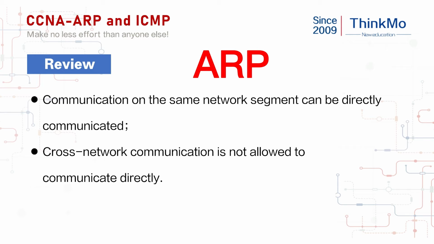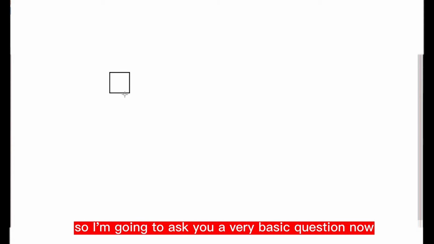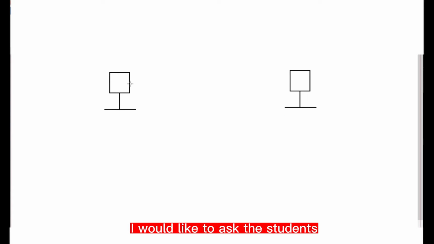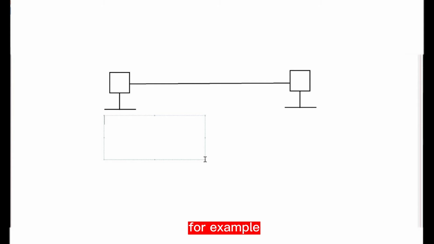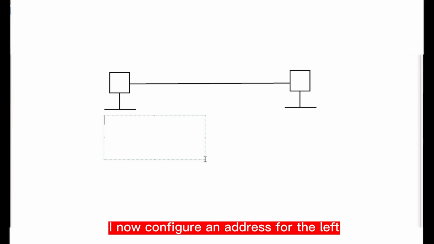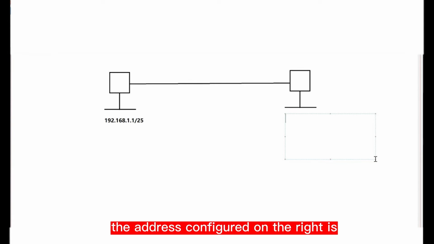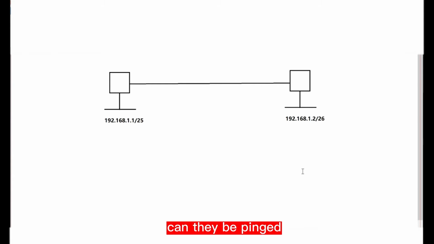Let's not talk about cross-network segment communication, this is too deep. Let's study the same network segment first. So I'm going to ask you a very basic question now. Suppose now there are two PCs. I would like to ask the students how to judge whether they are in a network segment. For example, I now configure an address for the left, 192.168.1.1 with a 25-bit mask. The address configured on the right is 192.168.1.2 with a 26-bit mask. Okay. Can they be pinged?